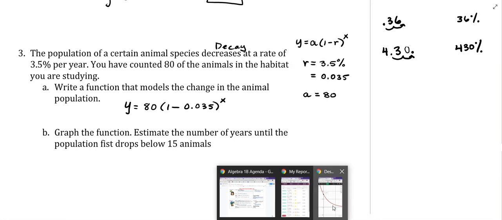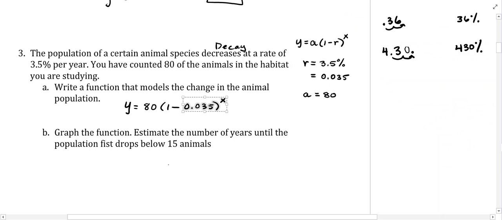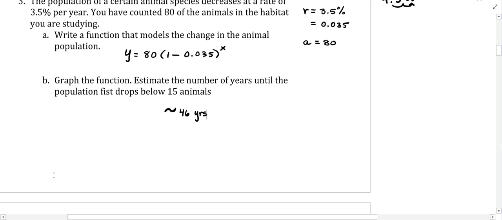Okay. I don't know if I can click just about anywhere. I can't, but if I keep on pressing it, the population, so after about 46 years, we're going to have less than 50 animals. So this little squiggly tilde is going to be about. So at about 46 years, the population of the animals will be 15.